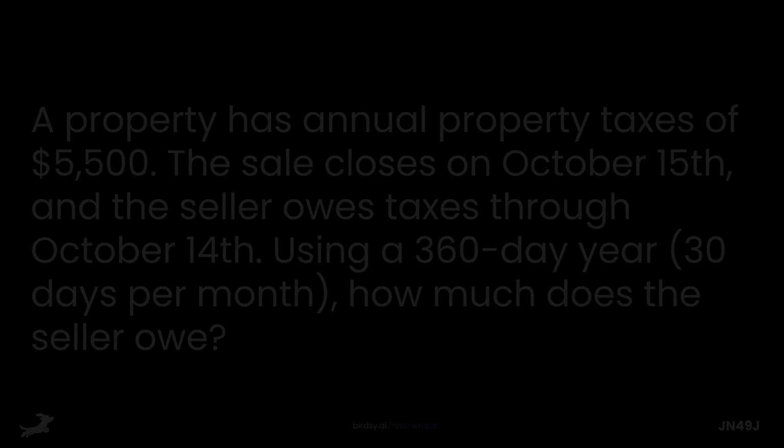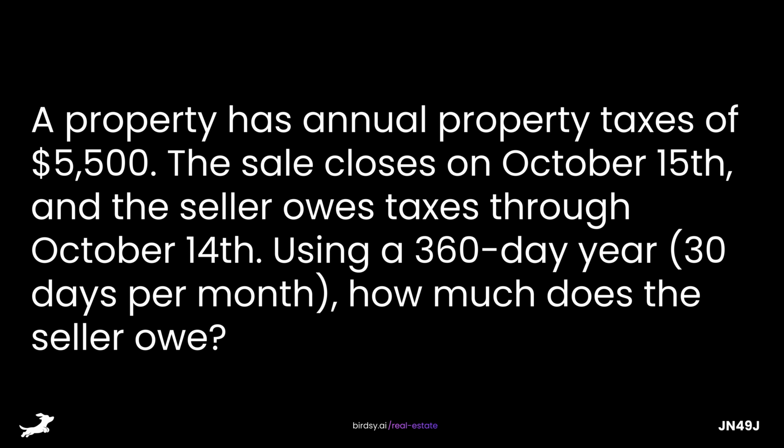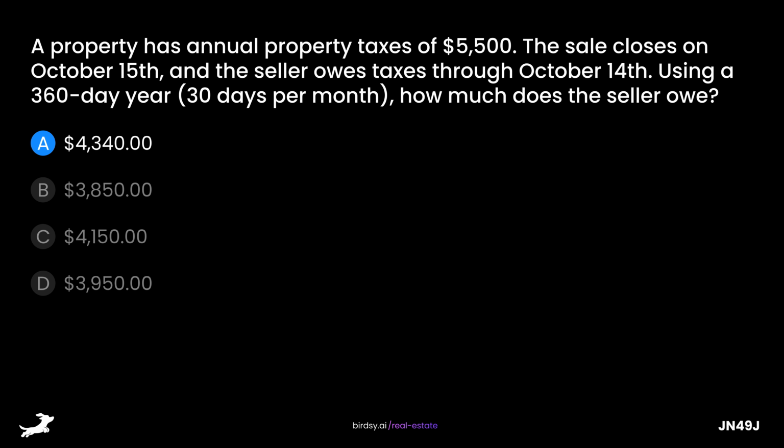A property has annual property taxes of $5,500. The sale closes on October 15th, and the seller owes taxes through October 14th. Using a 360-day year, 30 days per month, how much does the seller owe? Is it A, $4,340, B, $3,850, C, $4,150, or D, $3,950?